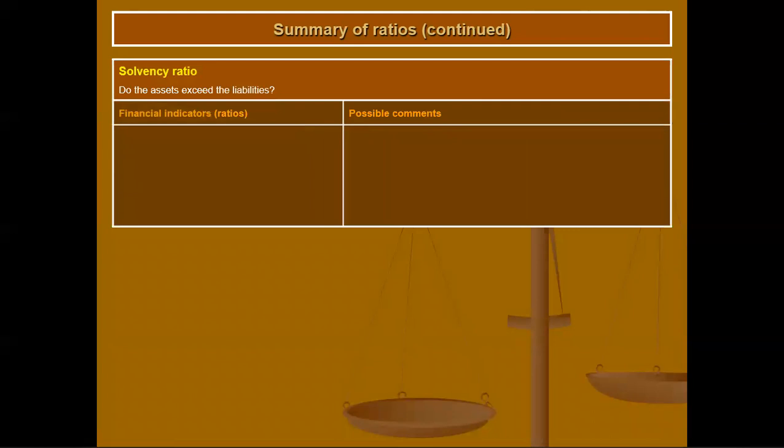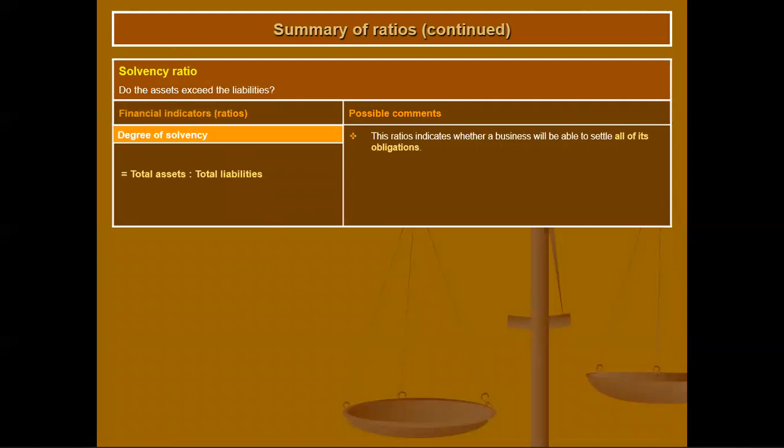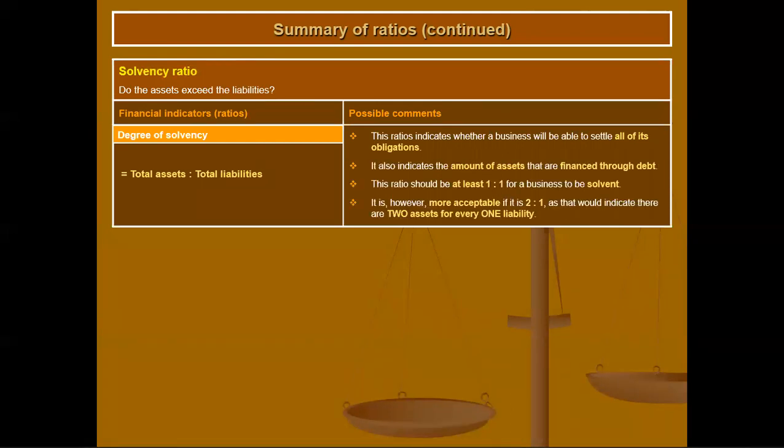Solvency, guys. Solvency is one of the most important ratios. It's where you compare your total assets to your total liabilities. You want your assets to be higher than your liabilities. So this ratio indicates whether you are able to settle all your obligations as the business. Okay. It also indicates the amount of assets that are financed through debt. This ratio should be at least 1:1.